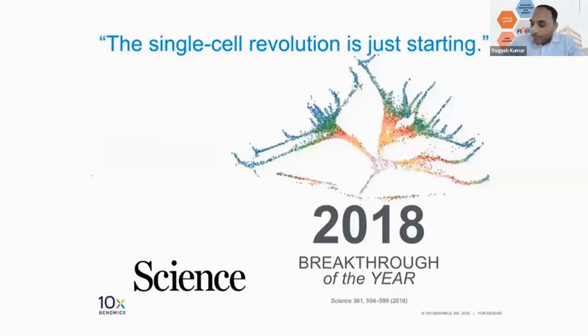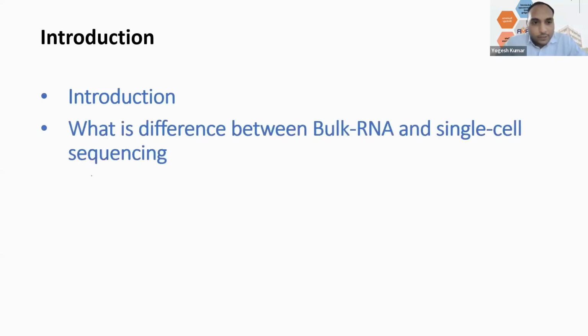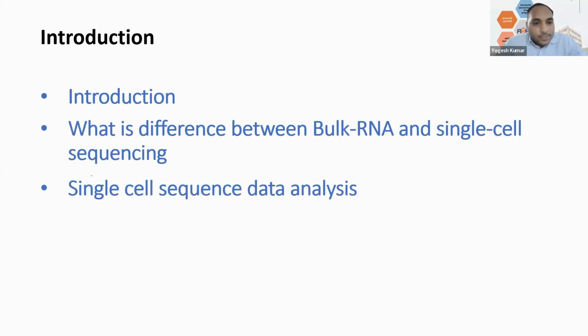Of course, there are many types of sequencing, but if I focus only on RNA-based sequencing, you may know that we have bulk RNA sequencing, miRNA sequencing, siRNA sequencing, and then single cell sequencing. I will tell you what the differences are between single cell and bulk RNA sequencing and why single cell sequencing is important these days. Starting with a brief introduction, my slides will cover the difference between bulk RNA sequencing and single cell sequencing, what single cell sequencing data analysis is, and how we analyze single cell data.